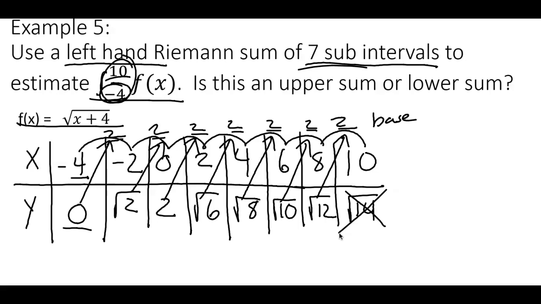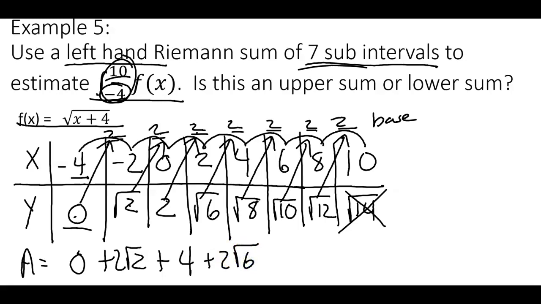So here's my area then, using this estimate. 0 times 2 is 0. Radical 2 times 2 is 2 radical 2. 2 times 2 is 4. Radical 6 times 2 is 2 radical 6. And so on.